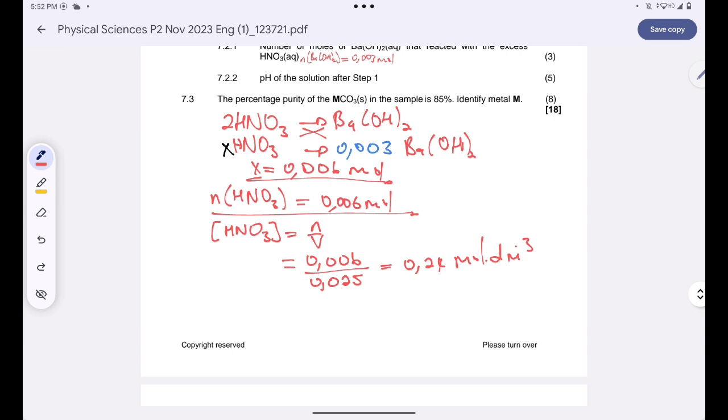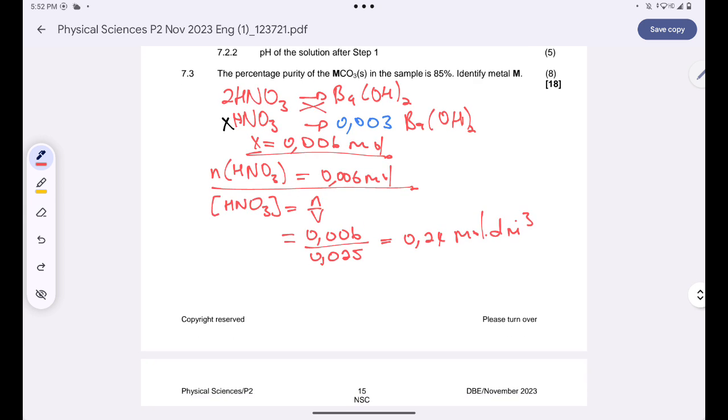So now I can simply go and find the concentration of the hydronium ions. Are you together? I know that whenever my nitric acid ionizes in water, I will simply have H3O+ and NO3-.